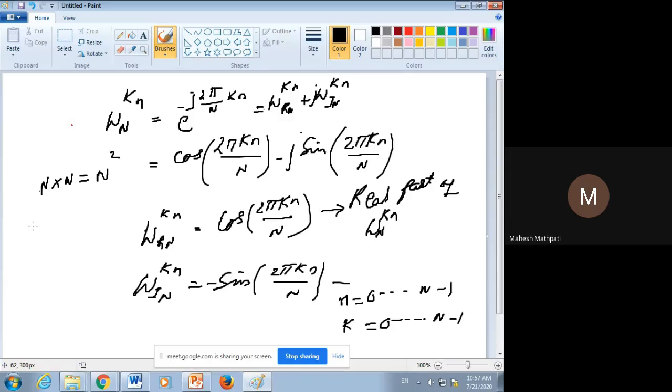can anyone tell me the answer now? Required for computation of DFT is equal to, anybody? What is the answer? Hello?